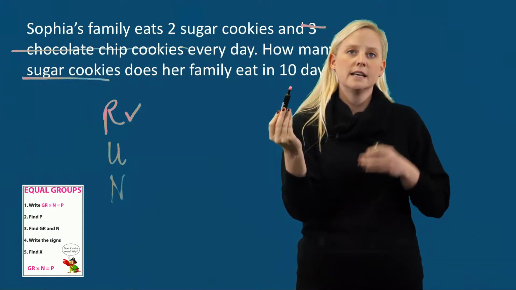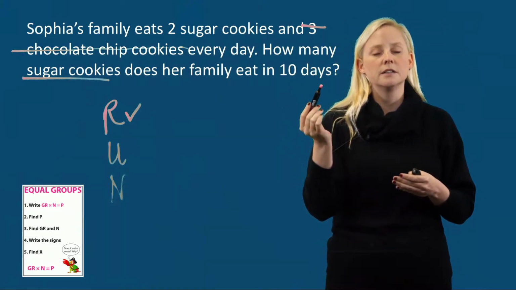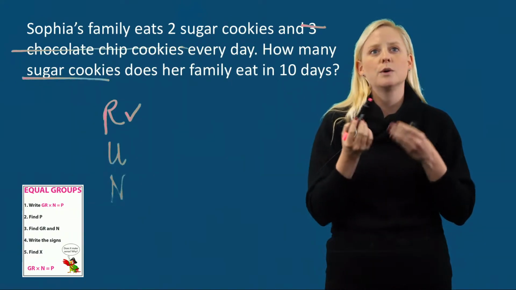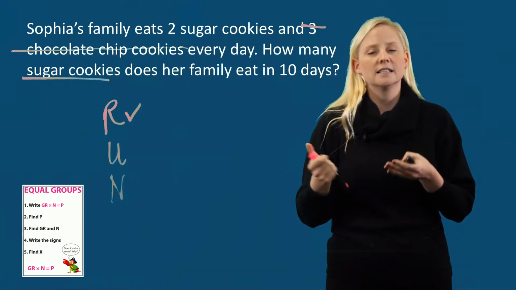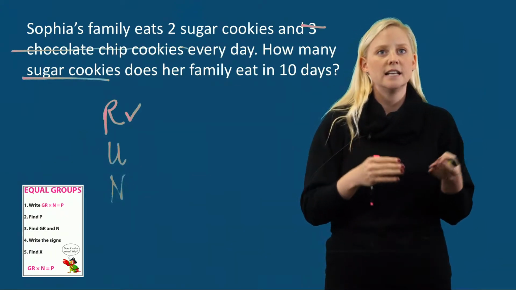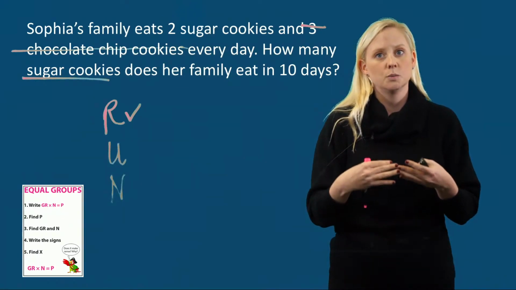Our next number is 10. 10 is about days. Days is not about cookies, but we still need this number. If we crossed out 10, we would only have 1 number in our problem. Also, this question is asking us how many sugar cookies she ate in 10 days, so it relates to the sugar cookies, so that information is relevant.